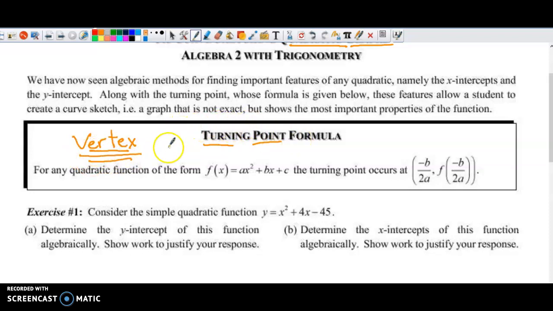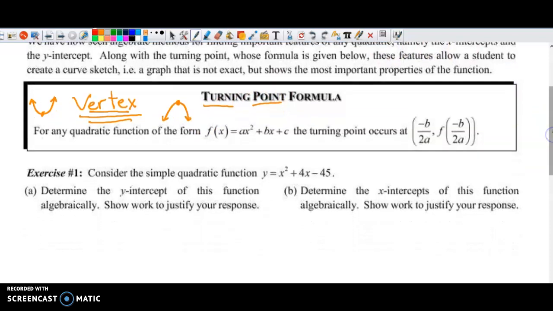What they mean by turning point is either a curve that opens downward like this, that would be the top point, or a curve that opens up would be the bottom point. So that's where it turns, goes from down to up, or goes from up to down. In this problem, they give you the formula, and instead of saying x equals negative b over 2a, they write it as an ordered pair, which I like, but I think it could confuse people.